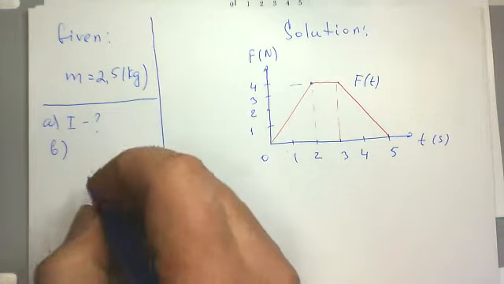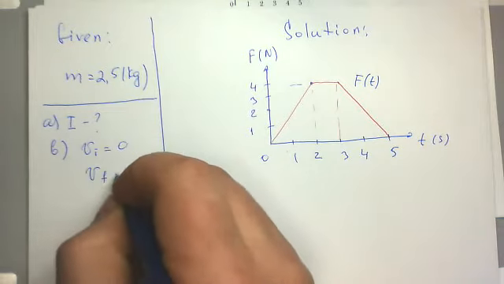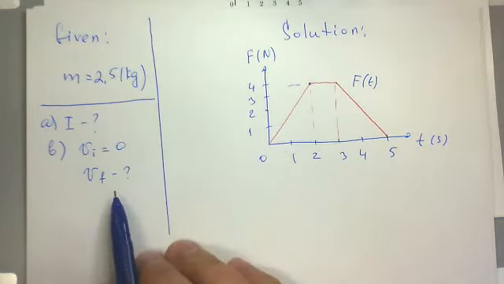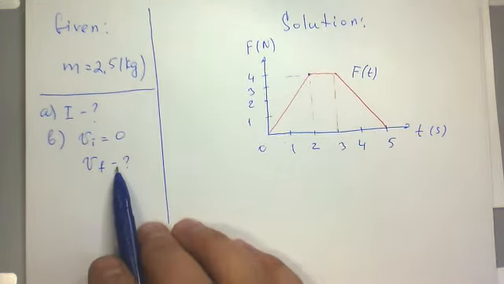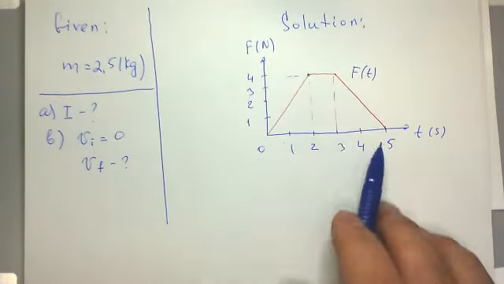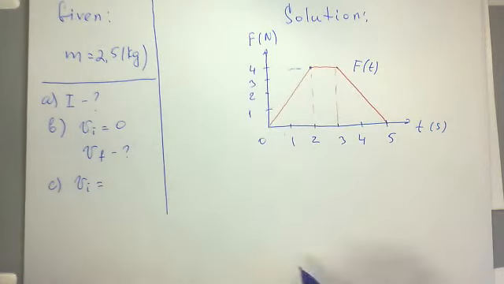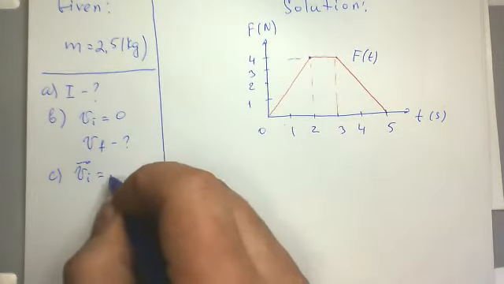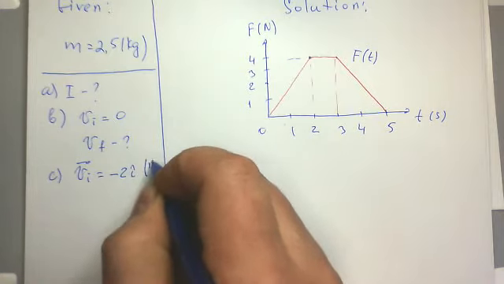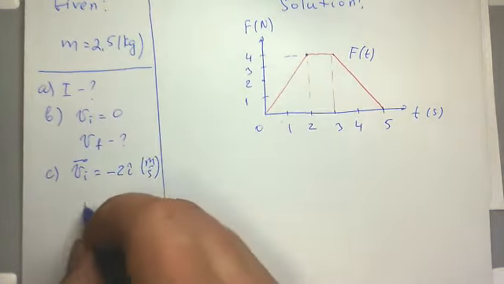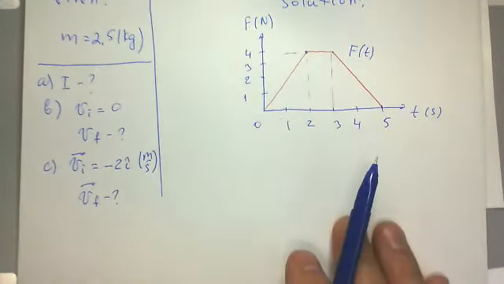B, we need to find, if the initial speed of the particle is 0, the final speed of the particle after it was affected by this force in 5 seconds. And C, if the initial velocity of the particle is minus 2i hat meters per second, what will be the final velocity after the impact of this force?